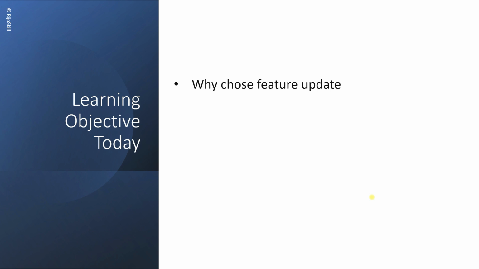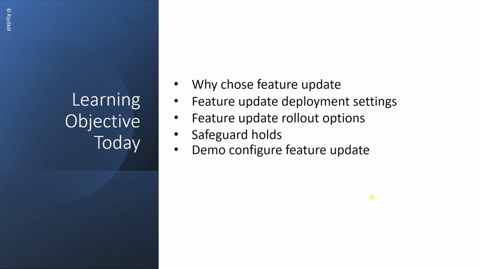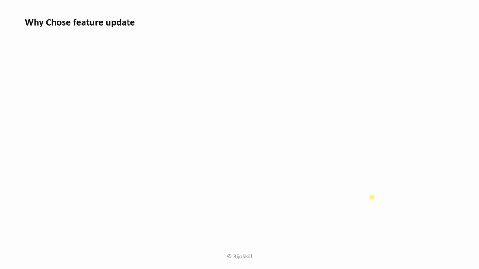First we will discuss why choose the feature update, feature update deployment settings, feature update rollout options, safeguard hold, and a demo of configuring the feature update. Yes, let's go to our learning objectives. Why do you choose the feature update? First, you get granular control. Feature update allows you to target a specific Windows version.